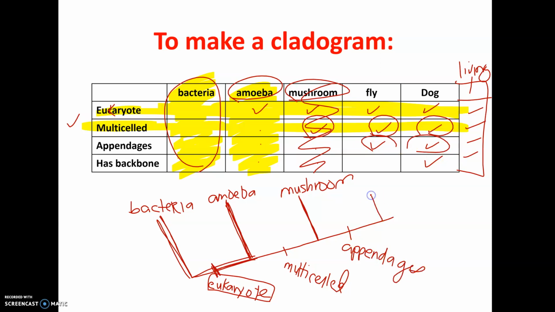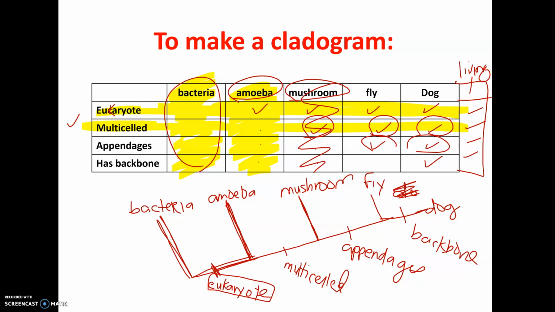Now our organism, that's going to be the fly. And then our last characteristic is going to be a backbone. And our last organism is going to be the dog. Oh, and technically, you can just put him at the end here. Dog. You don't have to make a separate line. Now, if you did this correctly, you should double check yourself.